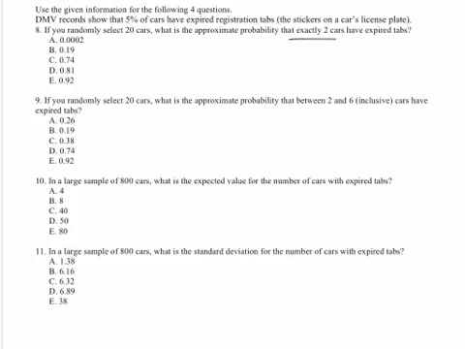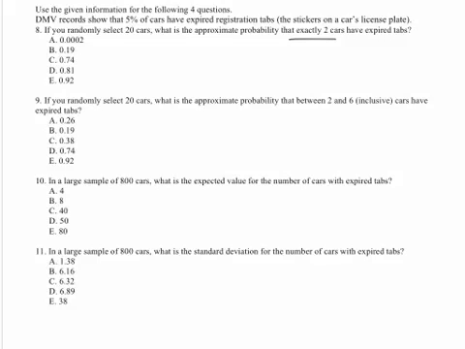Well, this is binomial because we have 20 trials, and that's success and failure: they have expired tabs or not. We have independent trials; there's no reason to believe it's not. The number of trials is 20, and the probability of success is 0.05.